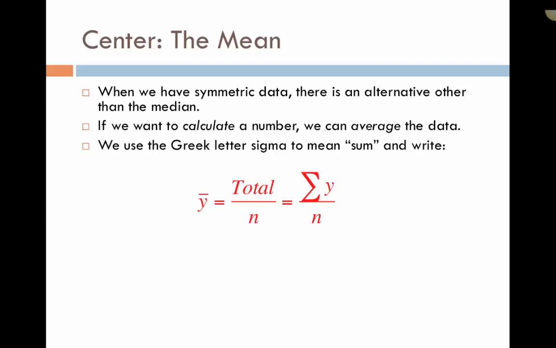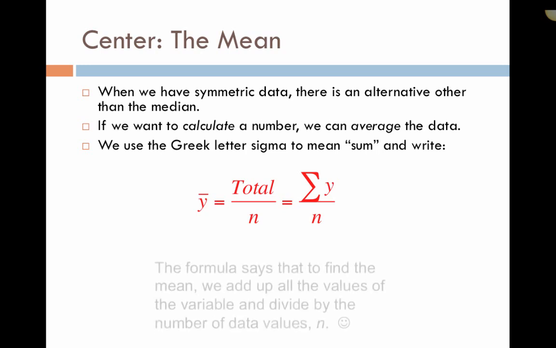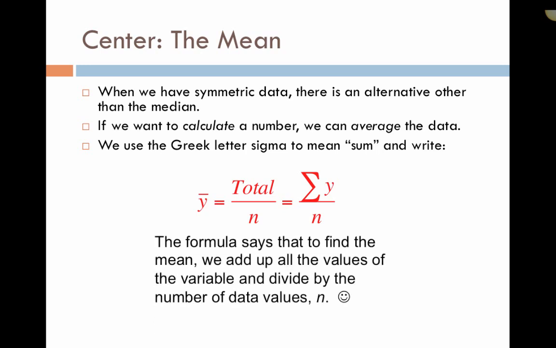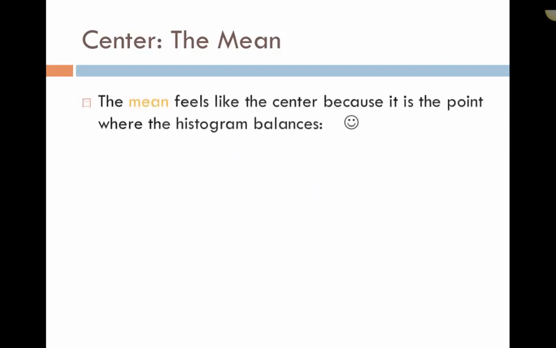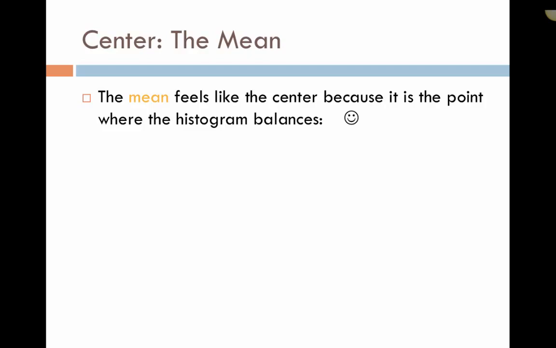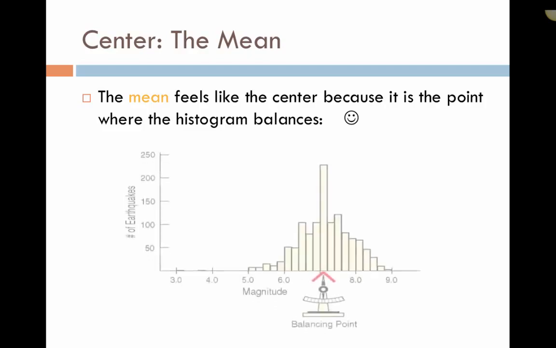It's just called y bar, or if it were x, it would be called x bar. So again, this formula says that to find the mean, we add up all of the values and divide by the number of data values, which is n. The mean feels like the center because it's the point where the histogram balances.